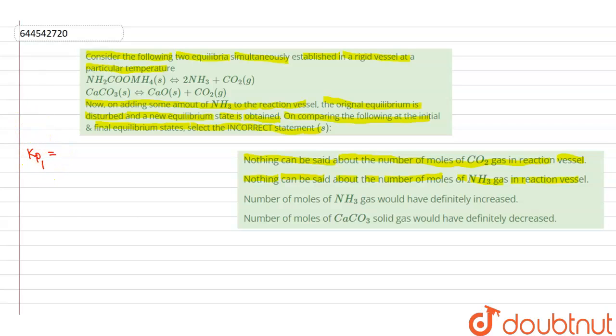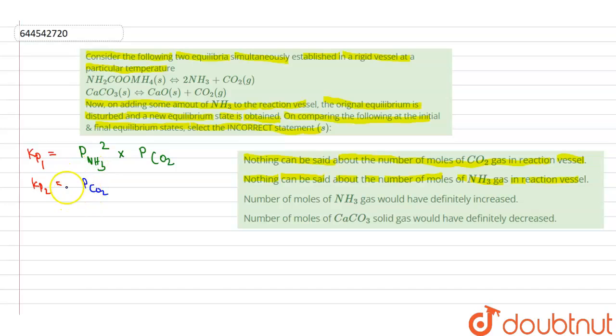Kp1 is the partial pressure of NH3, the whole squared, into the partial pressure of CO2. We don't calculate the partial pressure of solid things, so we just neglect those. This is the Kp of the first reaction. Kp of the second reaction is the partial pressure of CO2. So these two are the Kp of both the reactions.